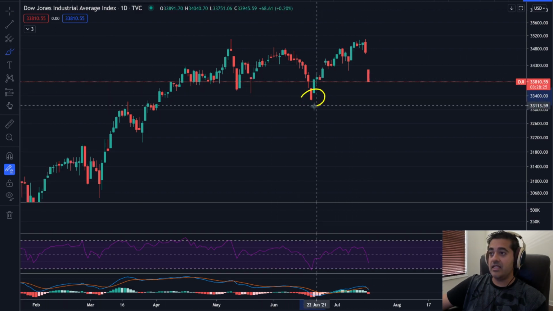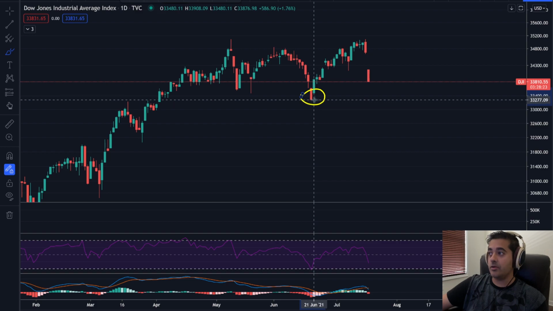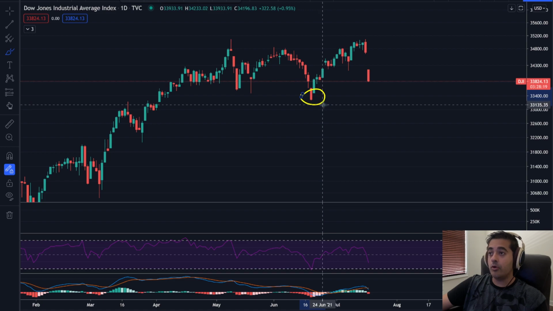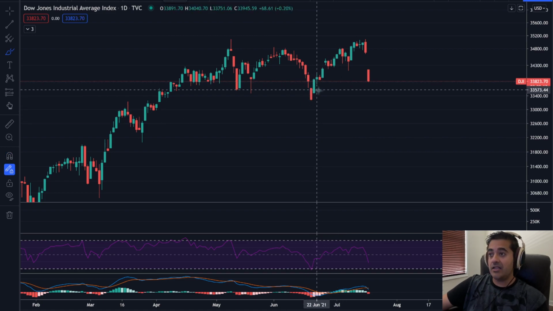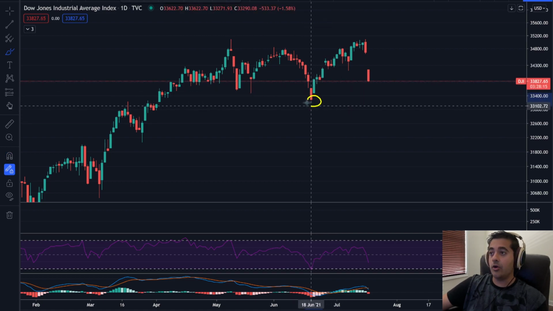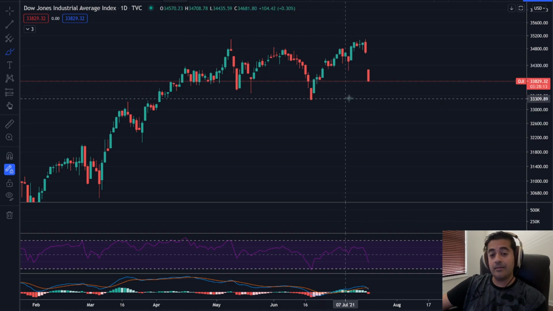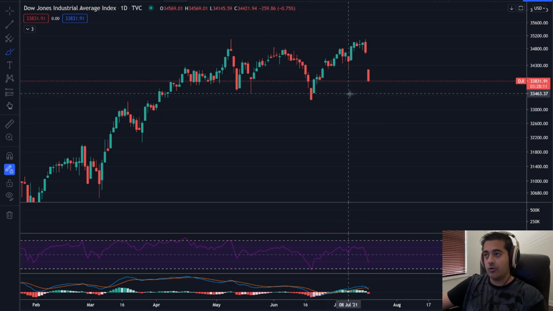here. So if the DJI drops below this level, which is about 33.2, roughly another 500 points from where it is now, that's pretty bad. You don't want to see a lower low getting put in on the DJI. That's going to be bad for all markets, including Bitcoin. So watching the DJI is going to be pretty important.